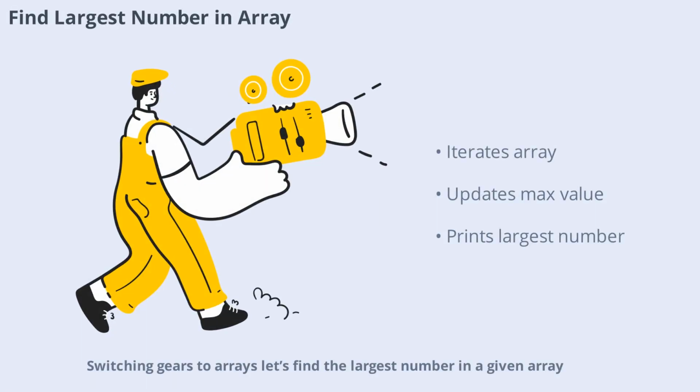Switching gears to arrays, let's find the largest number in a given array. The program iterates through each element, updating a max variable whenever a larger value is found. This is a fundamental algorithm for data analysis and searching tasks.